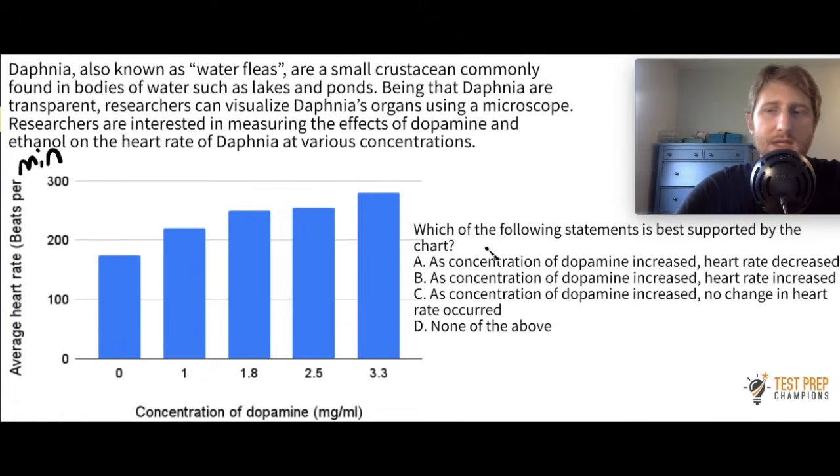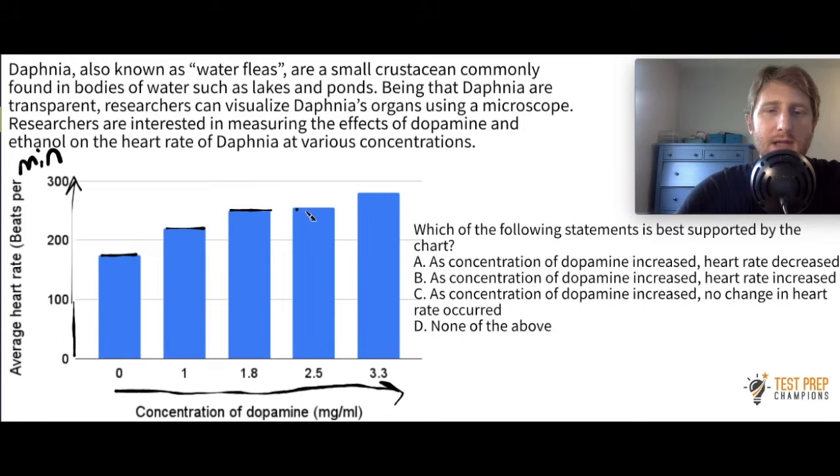So basically, this is a graph reading question. And what I want you to see here is that over here on our vertical axis, it's average heart rate in beats per minute, and the numbers are increasing from bottom to top. Now over here on our horizontal axis, we see concentration, and we see the numbers are getting bigger going from left to right.